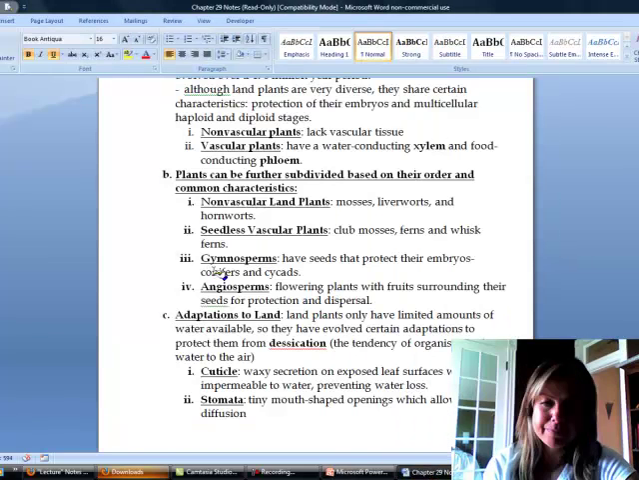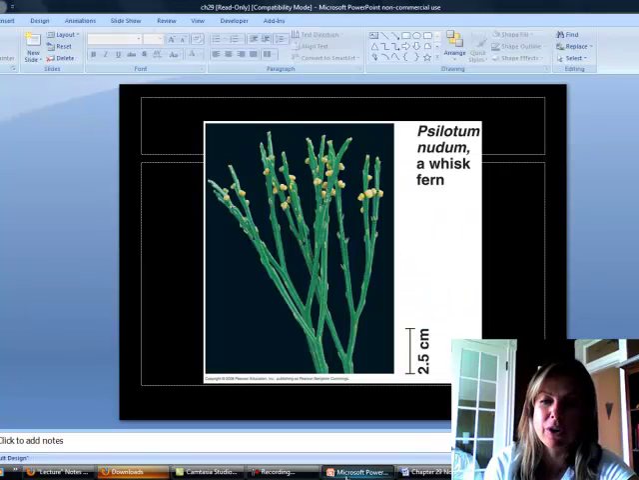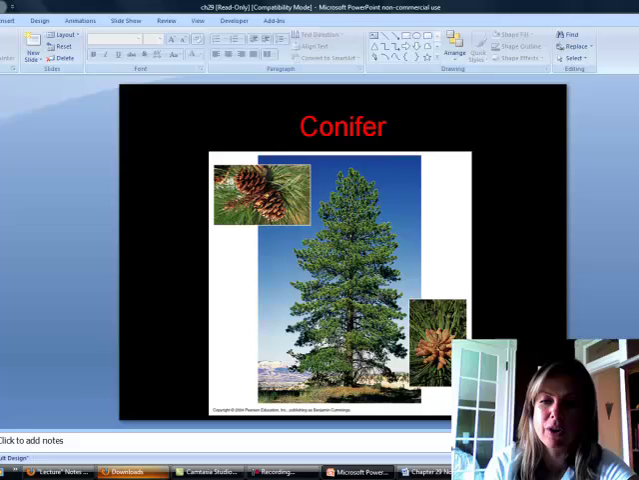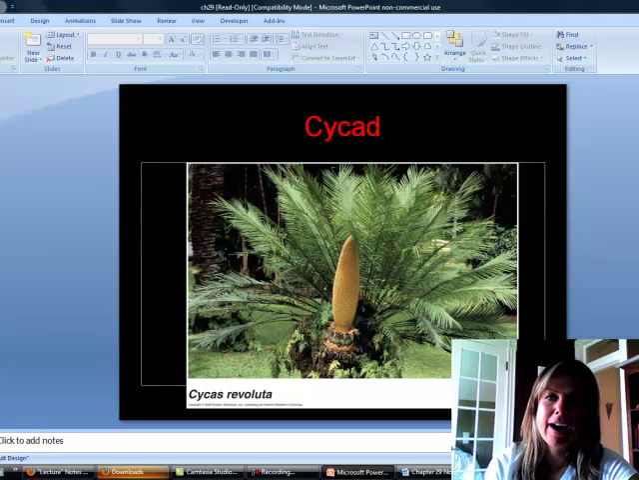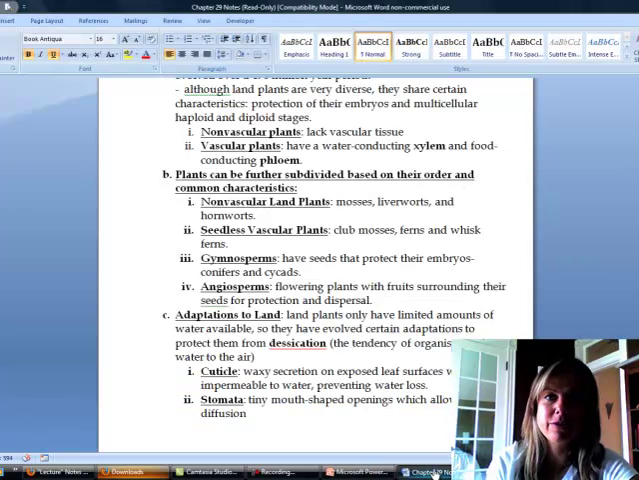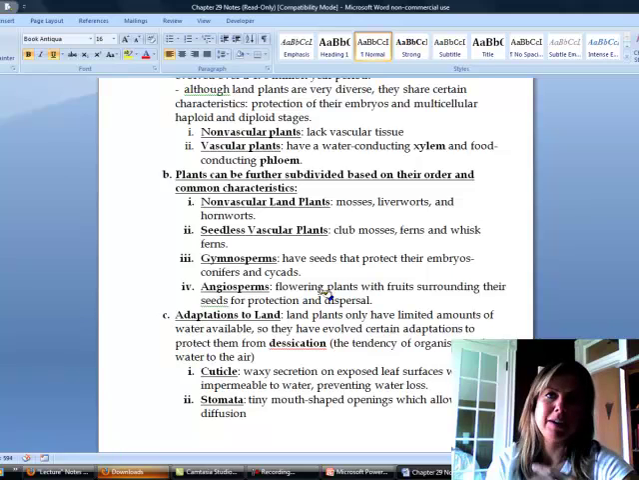Then the next group are the gymnosperms, and those are the ones that have the cone. So you've got your conifers, and you also have your cycads, which look like a palm tree, but you can see they still have that cone that they create for their seeds. And then last, you've got the angiosperms, and that's anything that flowers. Angiosperms and gymnosperms are way more advanced than the other two because those two make seeds.